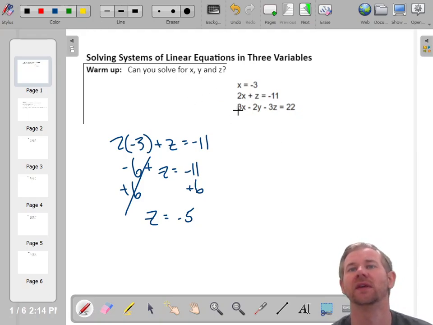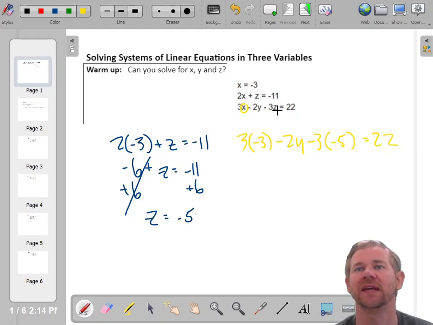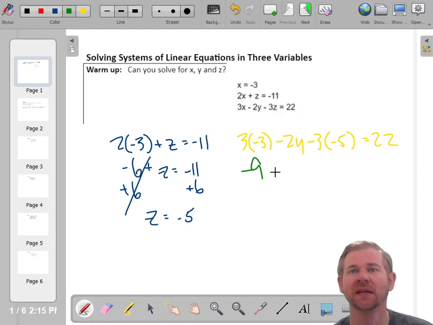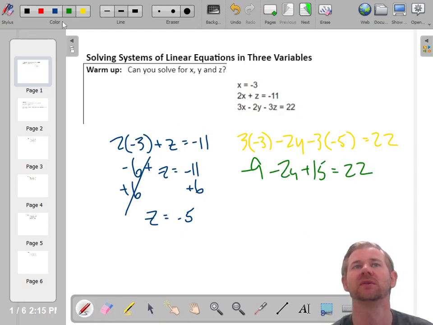So I'll say, in this third equation now, 3 times x minus 2 times y, I'm finding y, minus 3 times z equals 22. So now I'm substituting x and z because I know x and z. And I'm using this third equation because that has all three variables. Negative 9 minus 2y plus 15 equals 22.